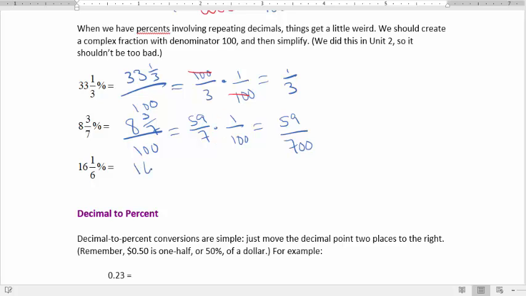And then last one, 16 and a sixth over 100. So 16 and 1/6, that's 96 plus 1, so it's 97/6 times 1/100th. And again, similarly, nothing's going to happen here. This is just going to be 97/600ths. So yeah, you think of it as doing keep change flip, and then you multiply your fractions.